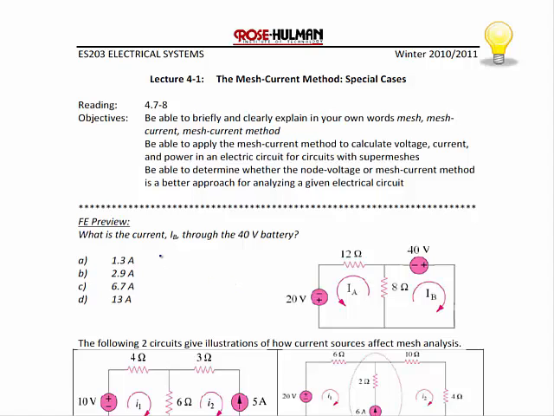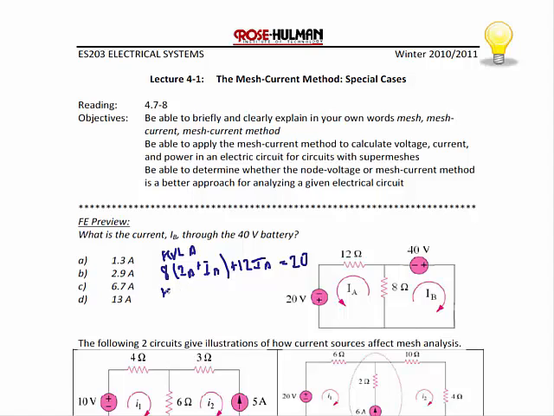So the first thing you would do is write the KVL equation for mesh A. Since the IA and IB both point the same direction through the 8 ohm resistor, this is actually going to be 8 times (IA plus IB) plus 12 IA, and that equals 20.